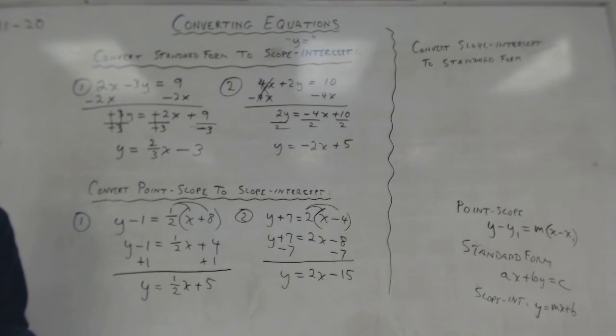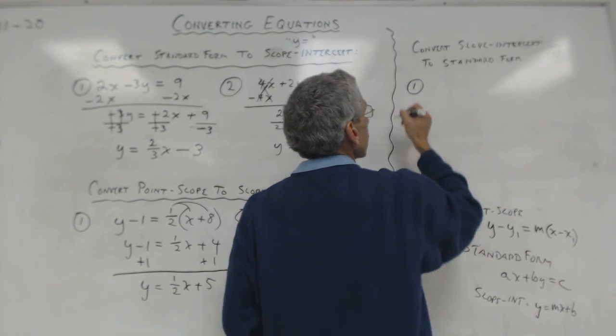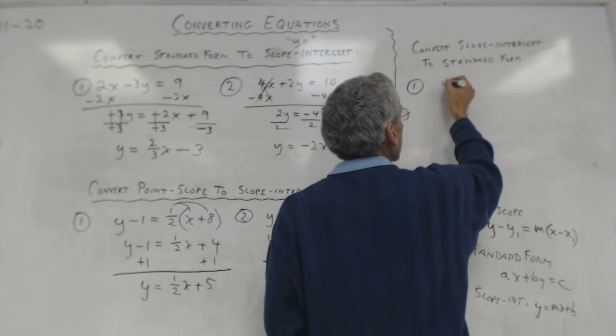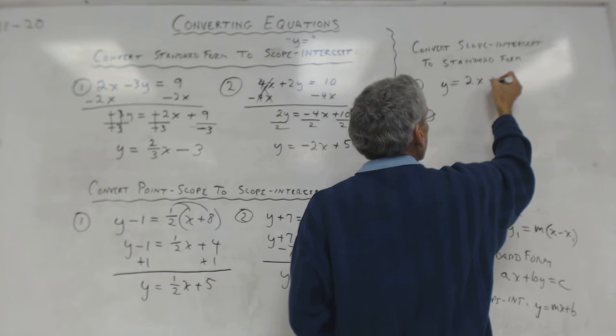What about convert slope intercept? Okay, let's move on to that then. All right, first one for this. Convert slope intercept. y is equal to 2x plus 4.